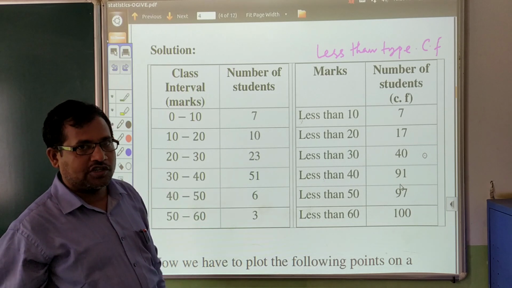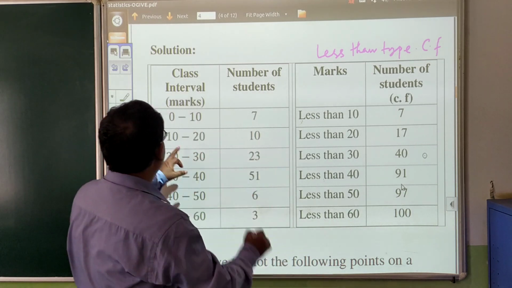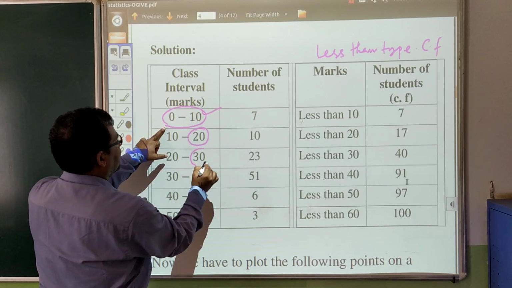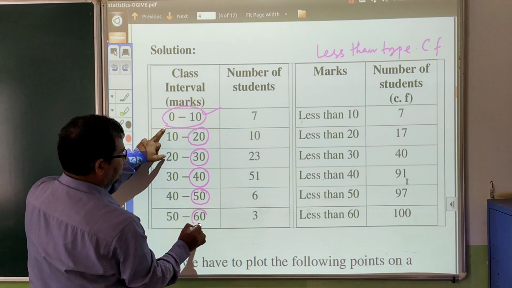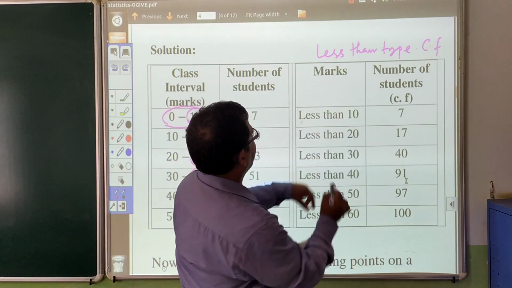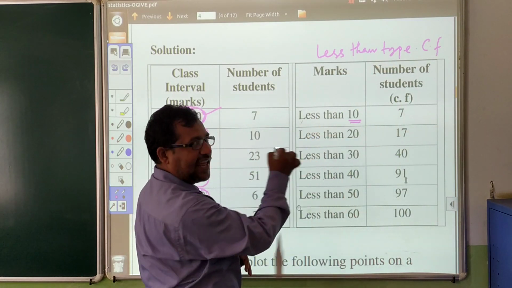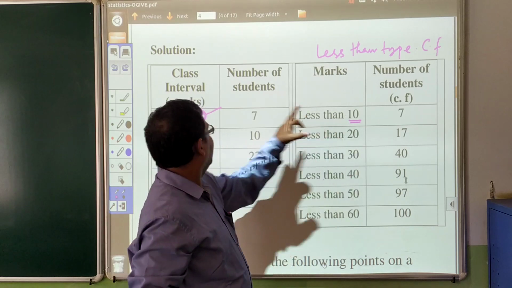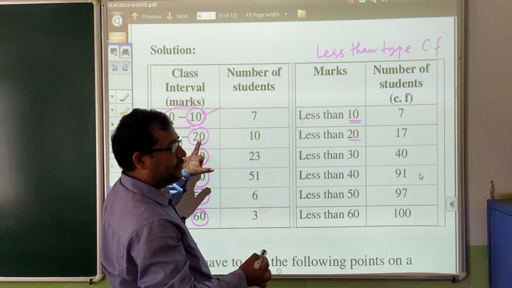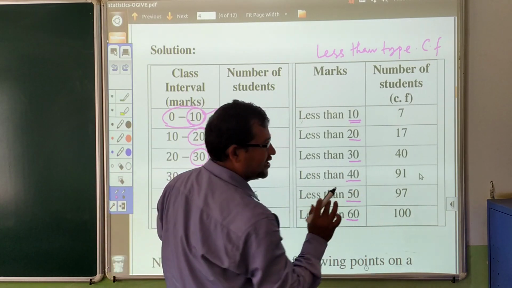As I have already told, step number 1, I will start with the higher limits. Look at the classes. What are the higher limits? 10, 20, 30, 40, 50, 60. These are the upper limits or higher limits. I will start from here. So I will write less than 10 since it is a less than type CF. Why 10? 10 is the higher limit. Similarly, less than 20 because 20 is the upper limit. Similarly, less than 30, less than 40, less than 50, less than 60.